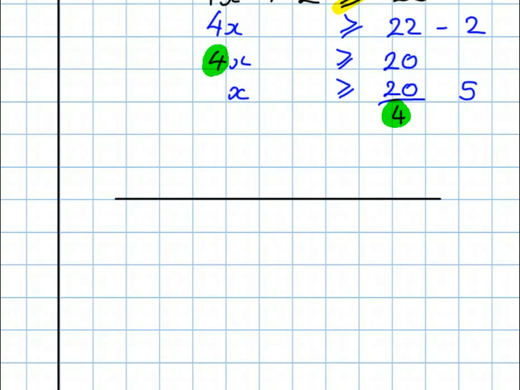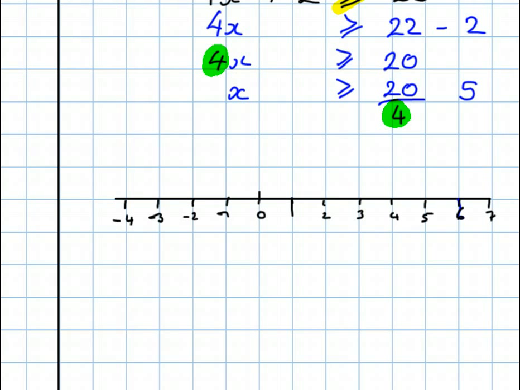Let's draw a number line. In the middle we'll have 0, and then 1, 2, 3, 4, 5. Let's just extend that number line a bit. 6, 7, and to the left of 0 we've got minus 1, minus 2, minus 3, and minus 4.